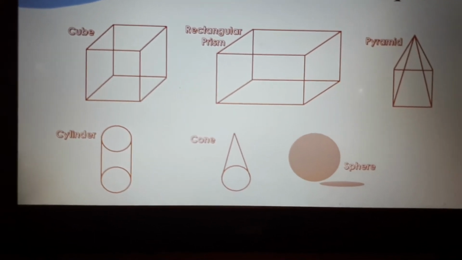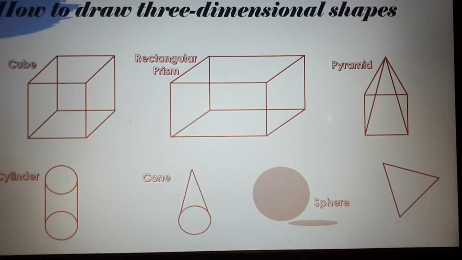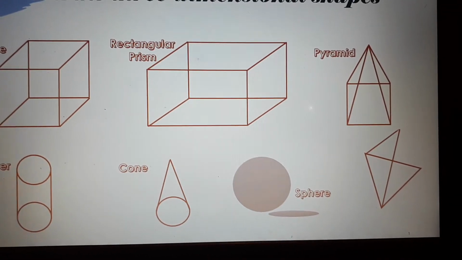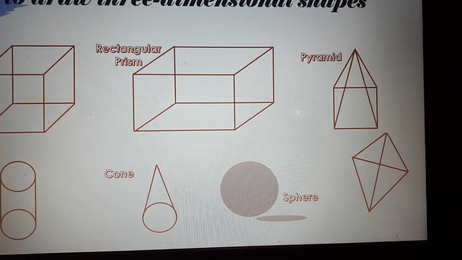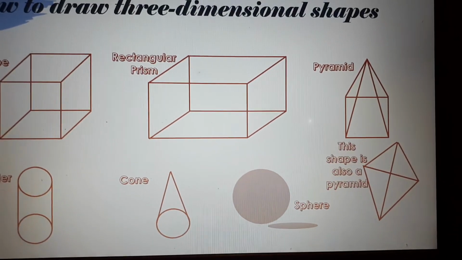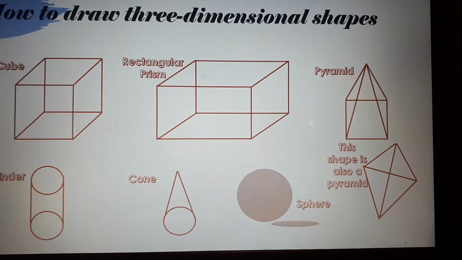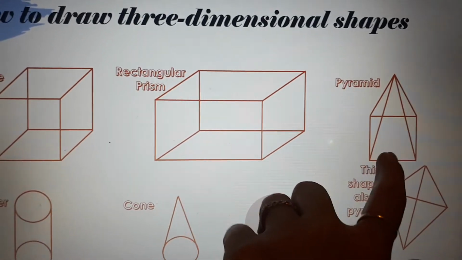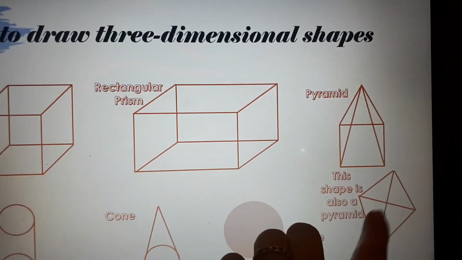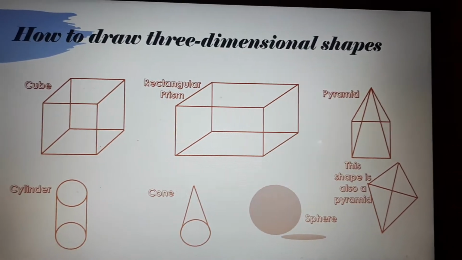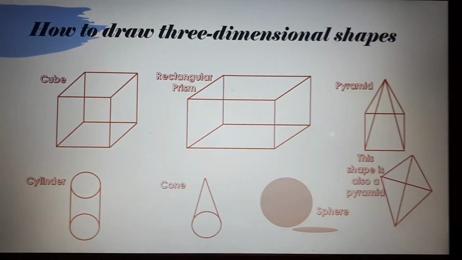Here I have another way to draw a pyramid. You see, I draw a triangle and I connect all the vertices together. This shape is also a pyramid, but instead of making the base a square, I make the base also a triangle. You will tell me, teacher, why did you draw two pyramids?